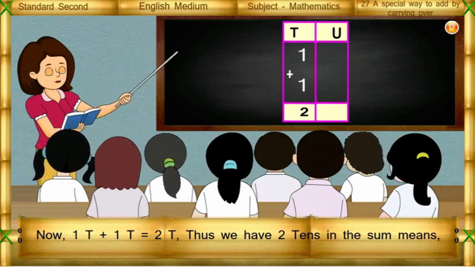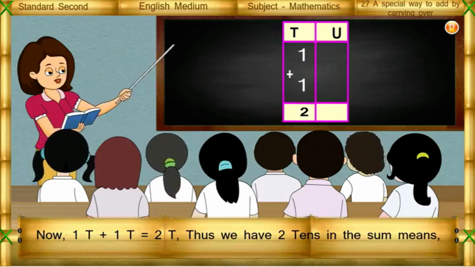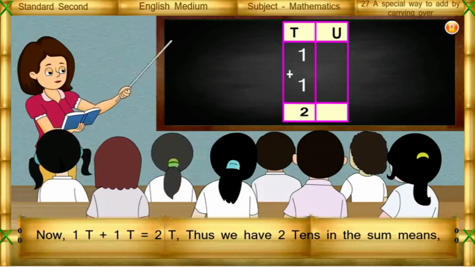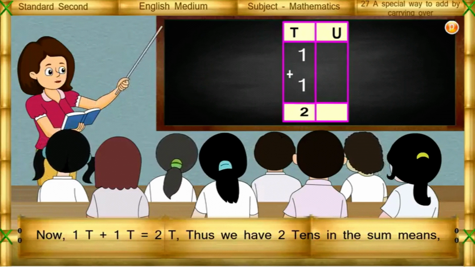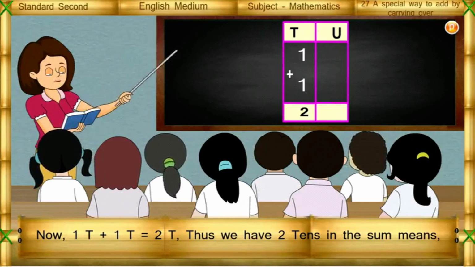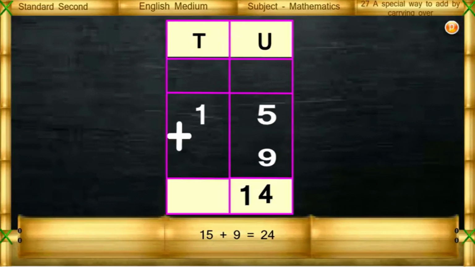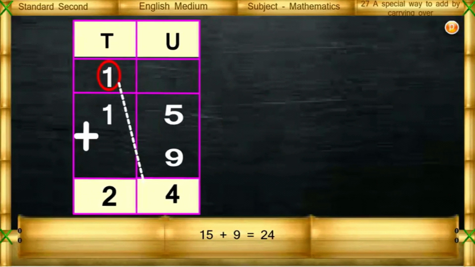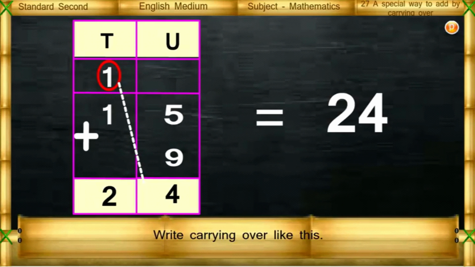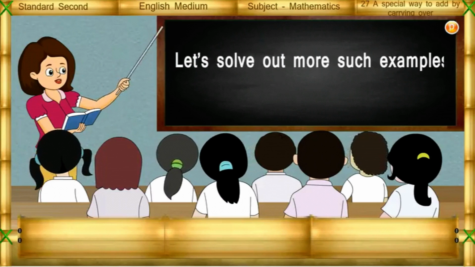Now 1 ten plus 1 ten equals 2 tens. Thus, we have 2 tens in the sum. Means 15 plus 9 equals 24. Write carrying over like this. Let's solve more such examples.